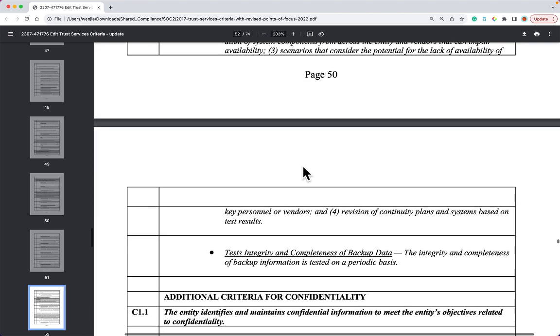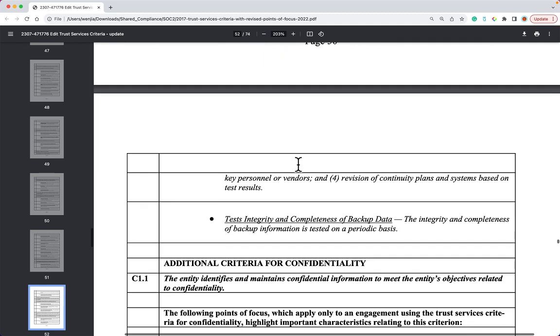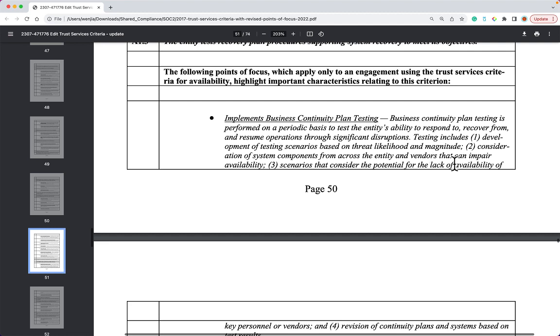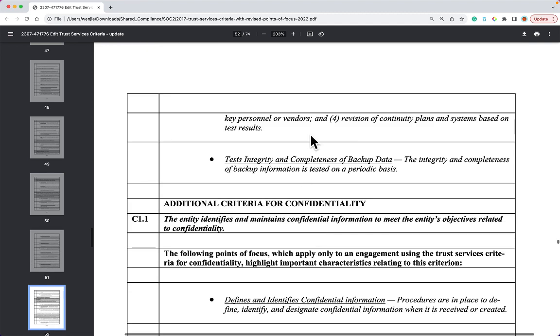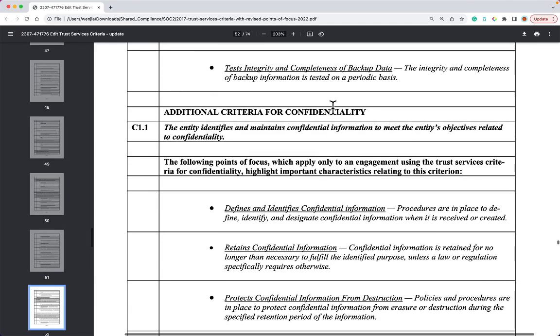There might be some missing. So these are all suggestions for us, for entities, for people who are using this guideline. So these points are all advice. We need to try to think even more detailed. And this one tests integrity and completeness of backup. So this is doing testing to backups, all kinds of testing.